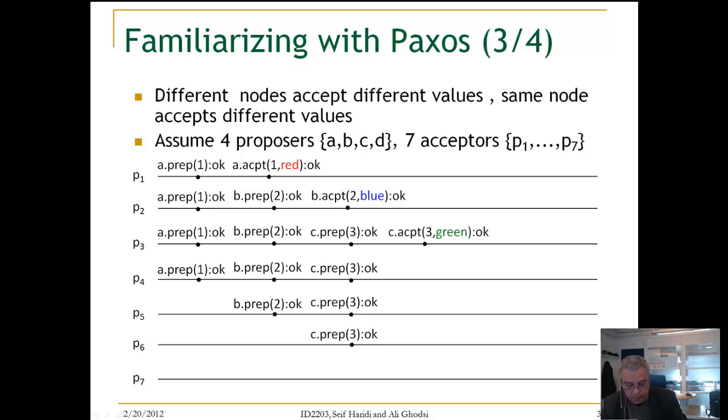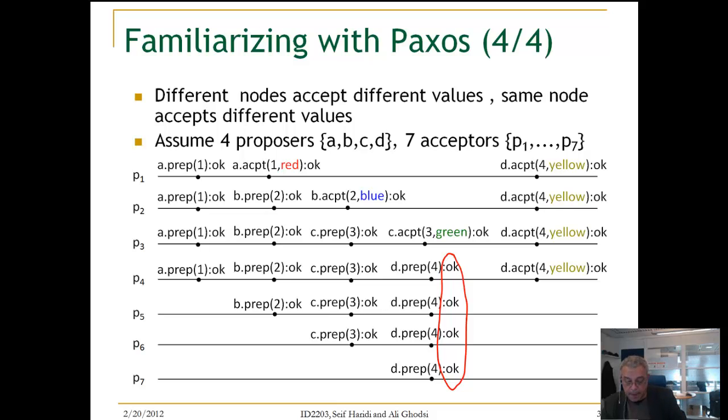We can continue like this. We have a situation where C proposes with a higher ballot number or proposal number, and we have now P3 also accepting the value green. So at this point we have acceptor P1 accepting red, P2 accepting blue, and P3 accepting green. We can continue, and here D proposes. He gets an okay, that is fine. So he can go to the second phase, and because he is proposing a value with a higher ballot number, in this case he gets his value yellow accepted by a majority of acceptors. So yellow is a chosen value.